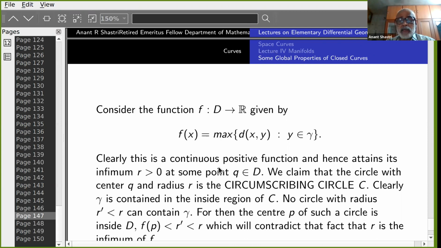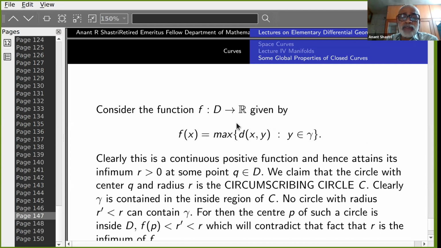So clearly this is a continuous function, and this is always positive. No matter what you take, gamma is a closed curve, it's not a single point. If gamma is a single point, this can become zero because you can take the same point. If gamma is not a single point, this is where I am using that it's a curve, instead of just a compact set. The moment it has at least two points, the maximum distance from x to y is going to be a positive function.